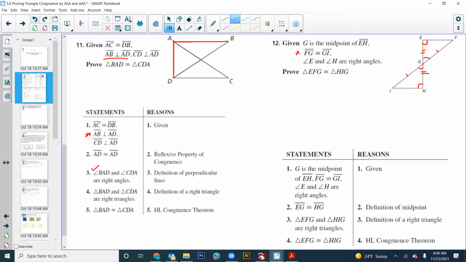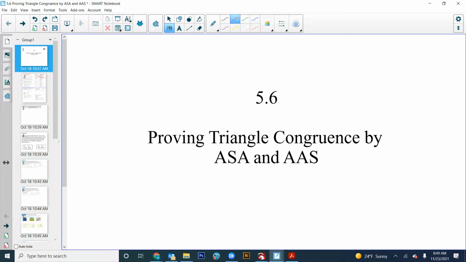All right, let's get into our notes today. We have our last two triangle congruence theorems, ASA and AAS. They both have two A's and an S. So what's the difference?